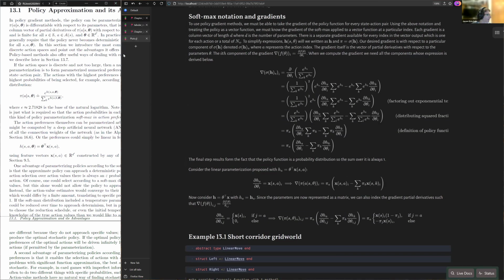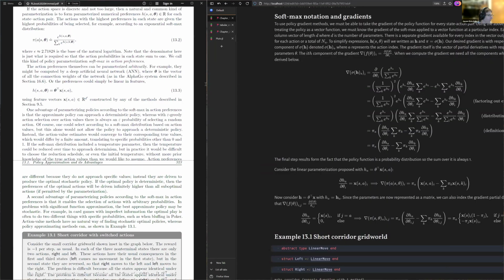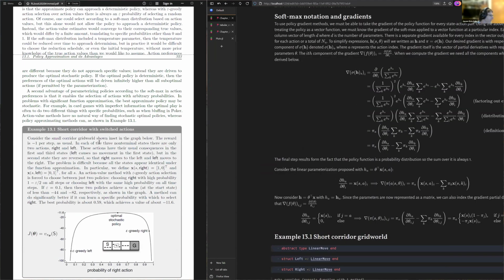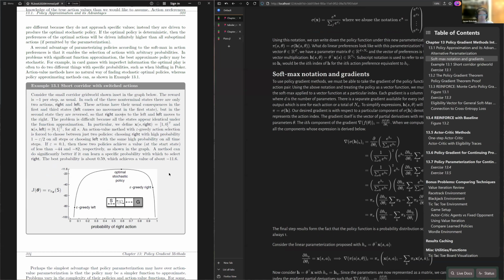Okay, so we can move on to this example in the book. The first example in this chapter is this corridor grid world. The purpose of this example is to show a case where you would actually want a stochastic policy instead of a deterministic policy. This little diagram here shows how this environment works.